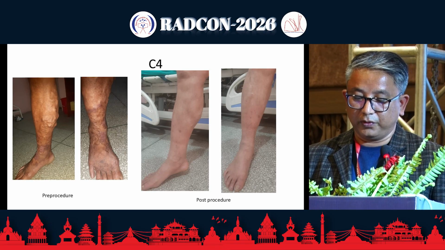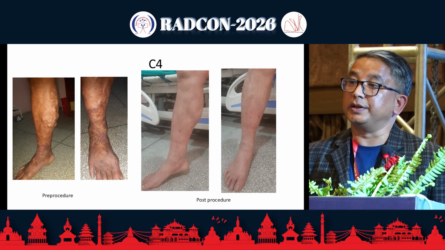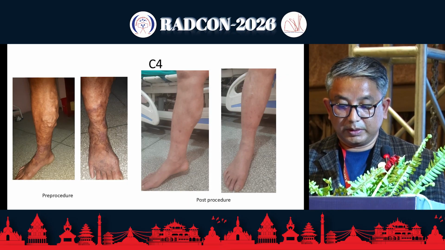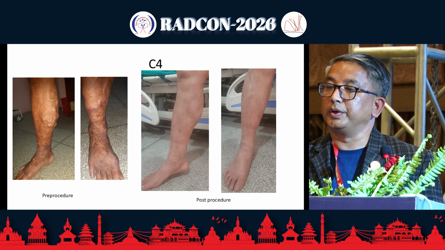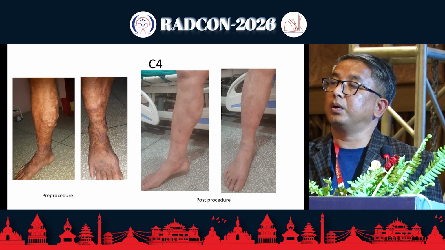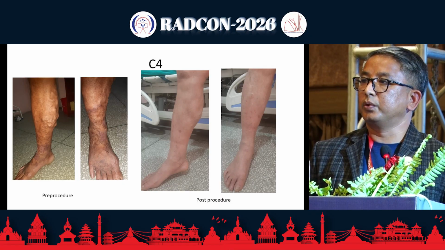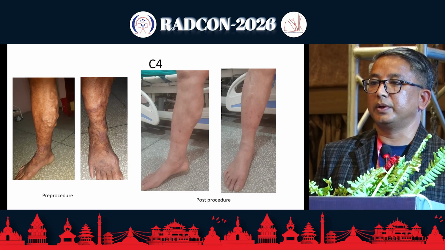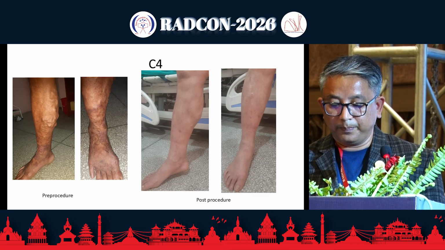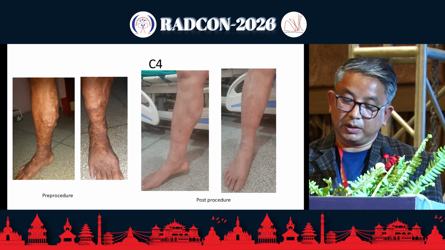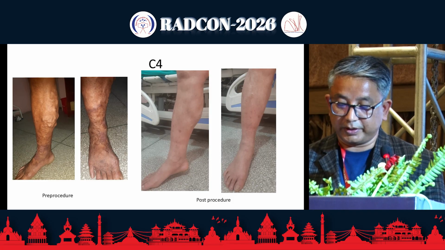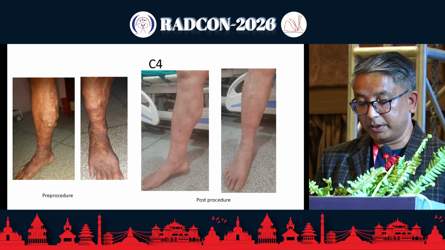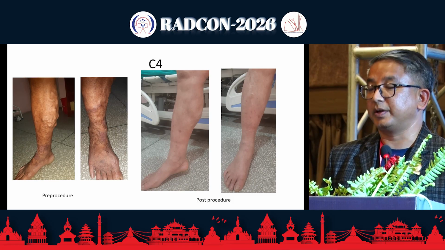Similarly, this is a C4 case. We can see the color changes, blackening. We call it lipodermatosclerosis. In this kind of patient also, we do ablation. So what I mean to say is up to C2, we can do medical management. After C3, I manage with ablative procedures. In C4, this patient has incompetence of SFJ, SPJ, and perforators. I have ablated all, and this is the pre-procedure, and this is 4 months post-procedure. We can see all the blackening of the skin has disappeared.